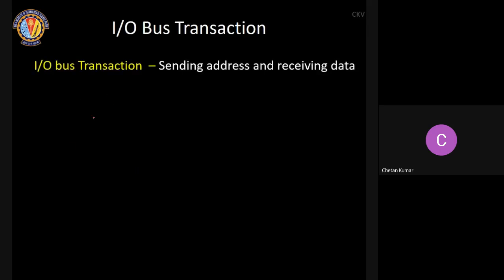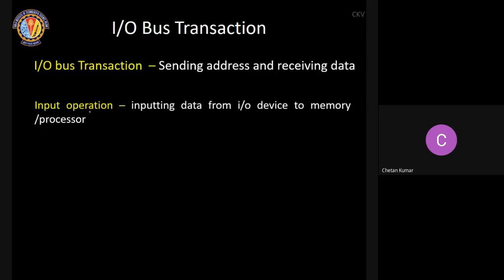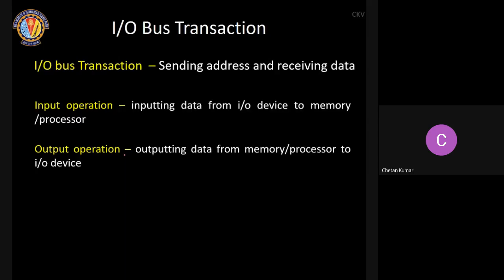So when it comes to an IO bus transaction, sending the address and receiving the data: in an input operation, you input the data from the IO device to the processor, and an output operation is one where you output the data from the processor to the IO device. So this is called an input operation, and this is called an output operation.